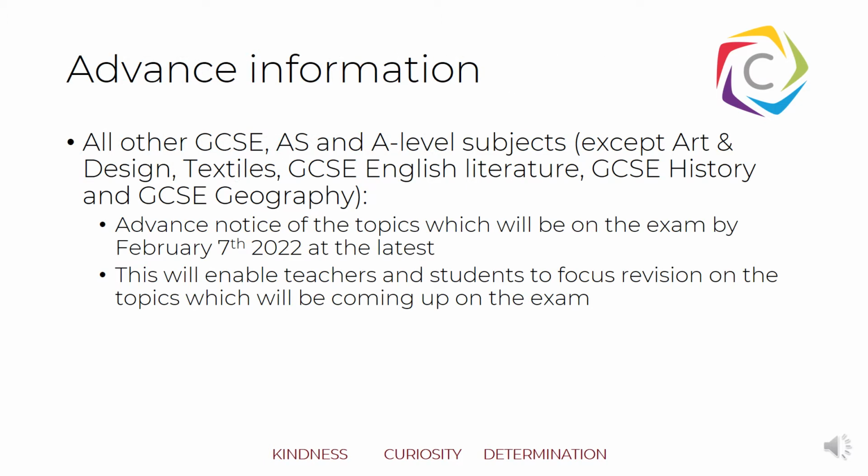For every other qualification, so that's everything except for art and design textiles and GCSE English Literature, GCSE History and GCSE Geography, for everything else, you will receive advance notice of the topics which will be on the exam by the 7th of February 2022. That is to say, they will tell you which parts of the specification or syllabus you will be examined on in the summer by February the 7th.